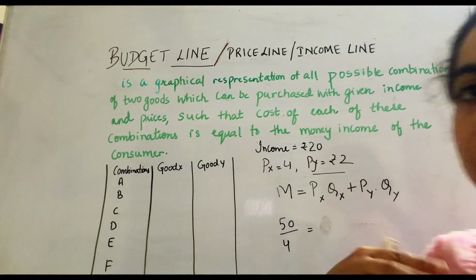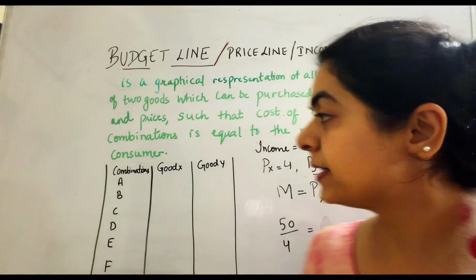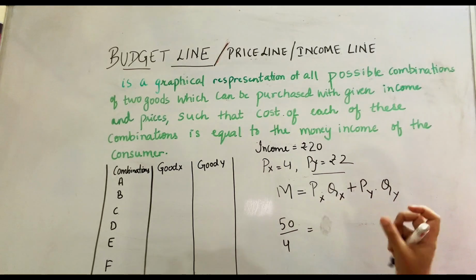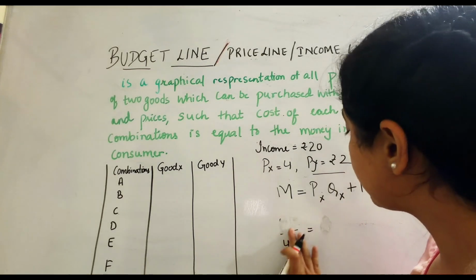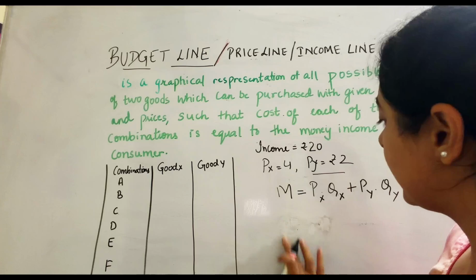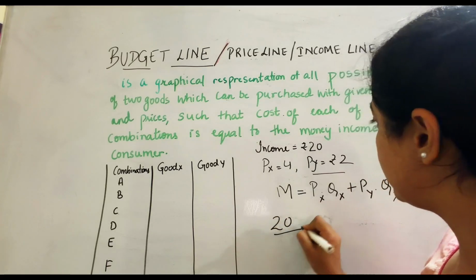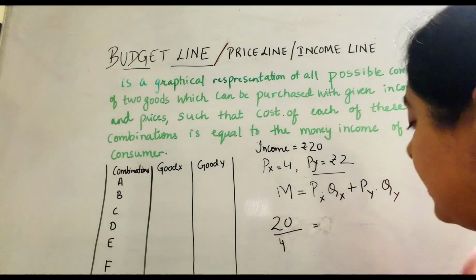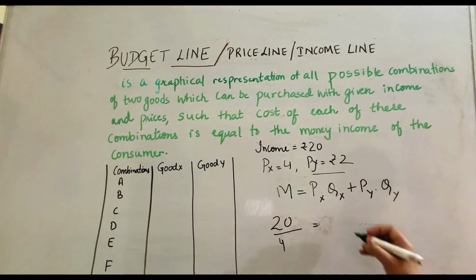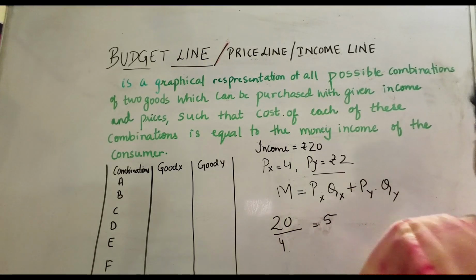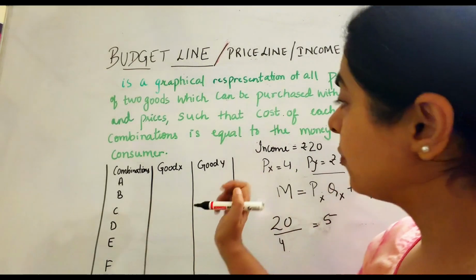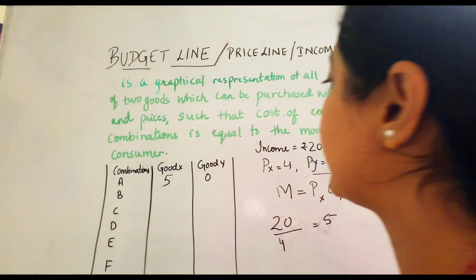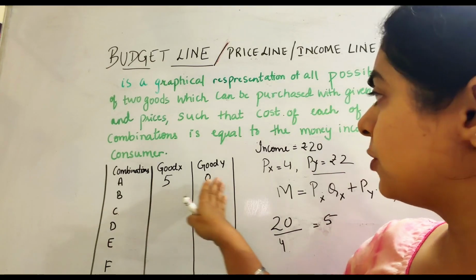Let's suppose that the consumer has rupees 20 to spend on two goods, good X and good Y. Per unit price of good X is 4 and per unit price of good Y is rupees 2. So if the consumer decides to spend whole of his income on good X, then what will happen if he decides to spend whole 20 rupees on good X? Maximum how many units of X can he have? 5. Spending whole 20 rupees on good X, he can have 5 units of good X and 0 units of good Y.